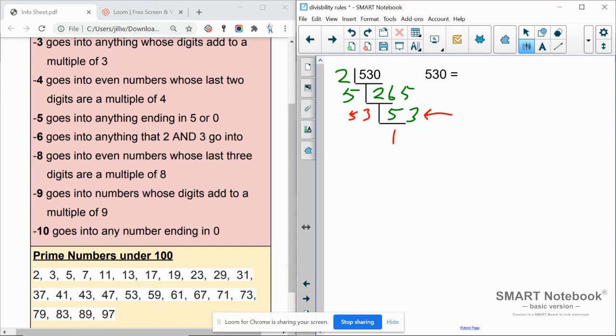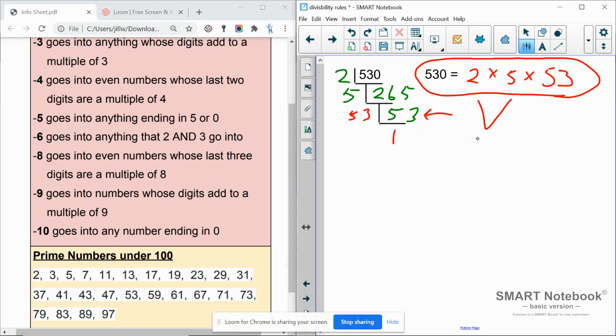So the prime factorization for 530 is 2 times 5 times 53. And really, if you think about it, that makes sense because 2 times 5 is 10, and 10 times 53, that's 530. So it definitely makes sense. So the prime factorization is 2 times 5 times 53.